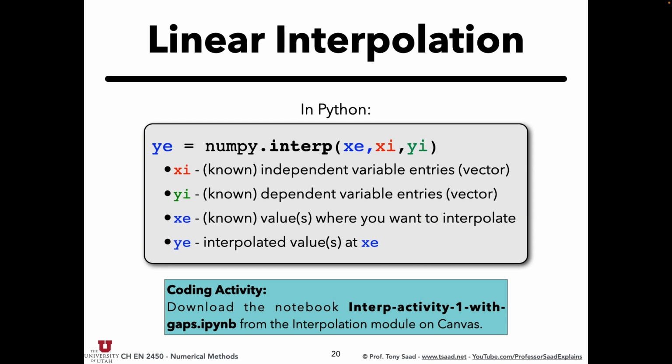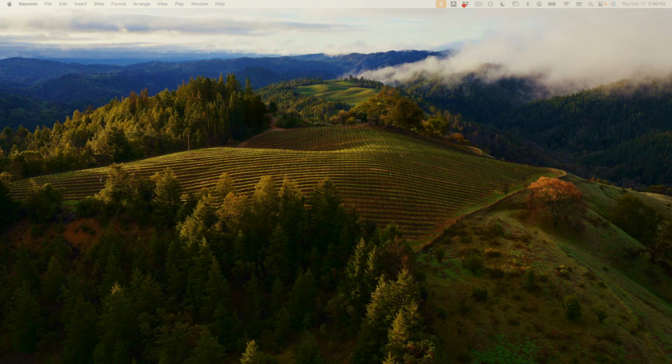Go on Canvas, and you can download this notebook. If you go in modules and interpolation, you will find it, or under files, activities, interpolation. It's called interp activity 1 with gaps. The reason I did this is because I don't want you to type the data by hand. I already typed the data and put it in the Jupyter notebook. So go ahead and download that notebook, and we will work together on it.